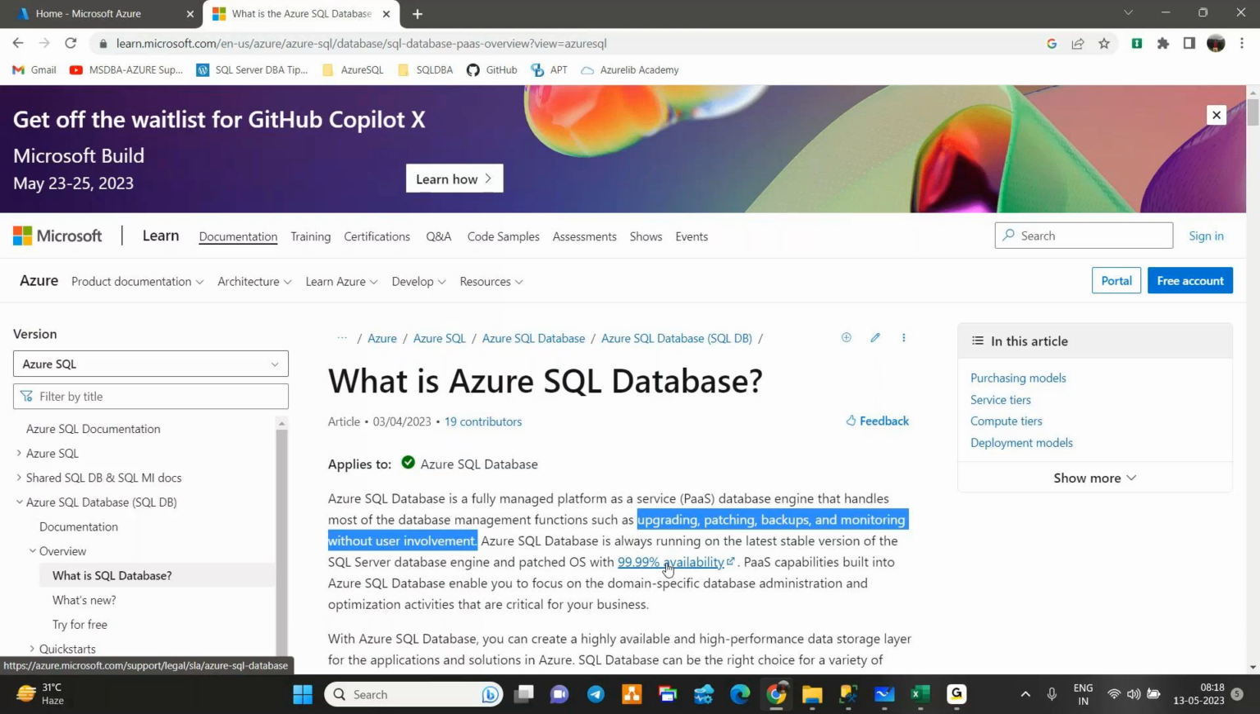So our main focus should be data application. We should not worry about services, upgradation, patches, backups or monitoring. Everything is inbuilt when you go to the PaaS platform. Means half of the work has been reduced. Why are we moving to the PaaS?